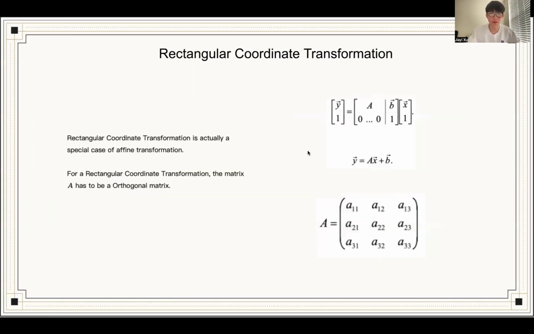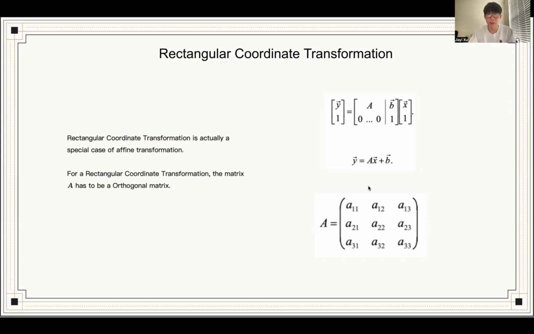So for this part, we're talking about rectangular coordinate transformation. Actually, rectangular coordinate transformation is a special case of the affine transformation we have talked about before, because in the affine transformation, we didn't expect the coordinate system to be rectangular. It could be any angles. But here we want it to be rectangular.